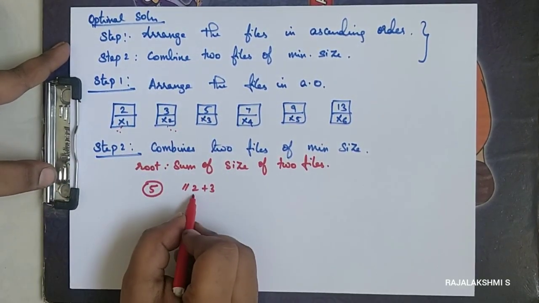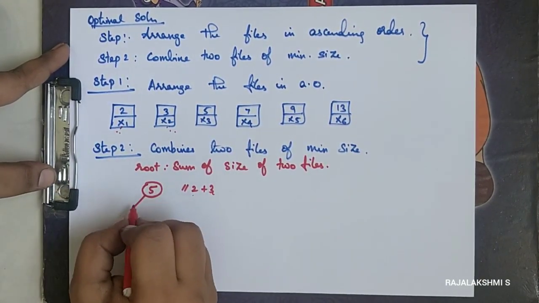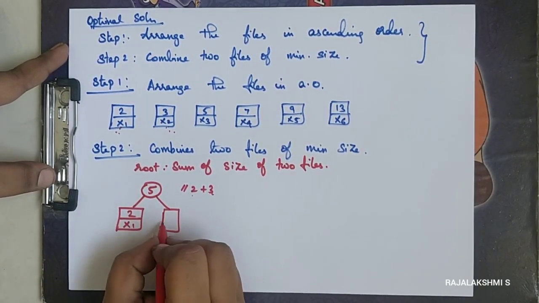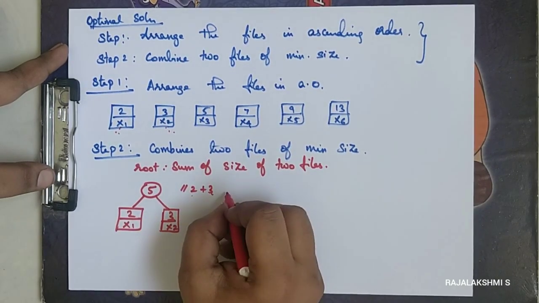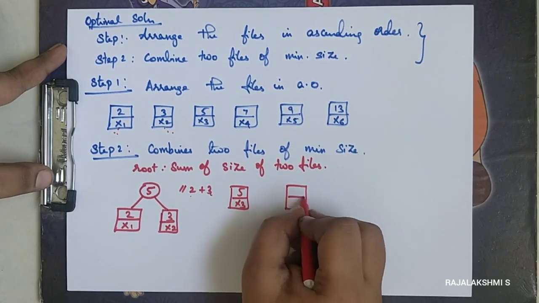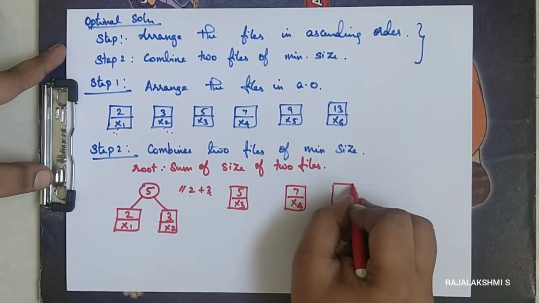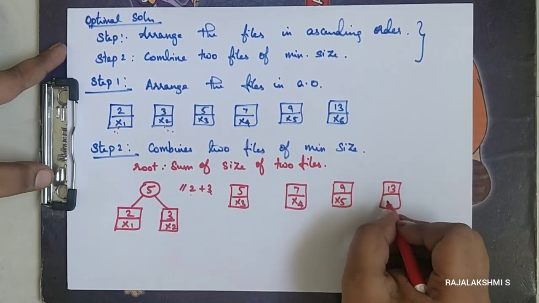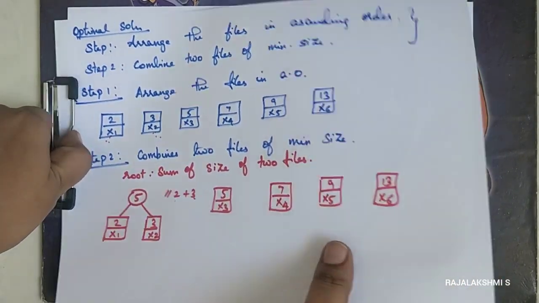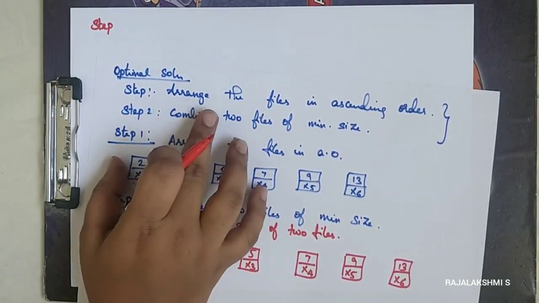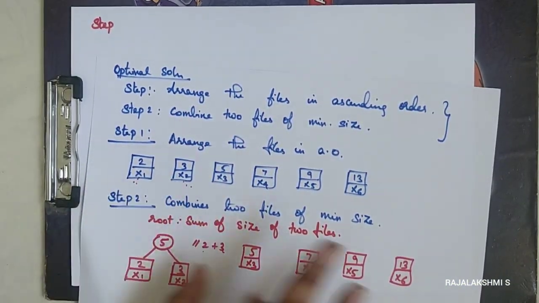So which two files we are merging? Those two files size: it is 2 x1 and here it is 3 x2. So here I am having 5 x3, 7 x4, 9 x5 and 13 x6. Okay, so now once again we have to repeat the two steps. We have to repeat these two steps. Still we are left with only one tree.